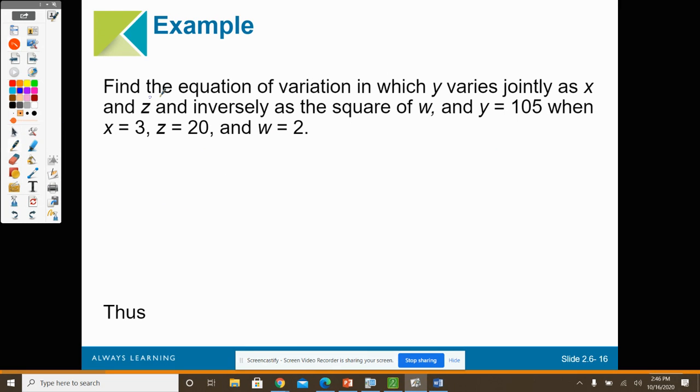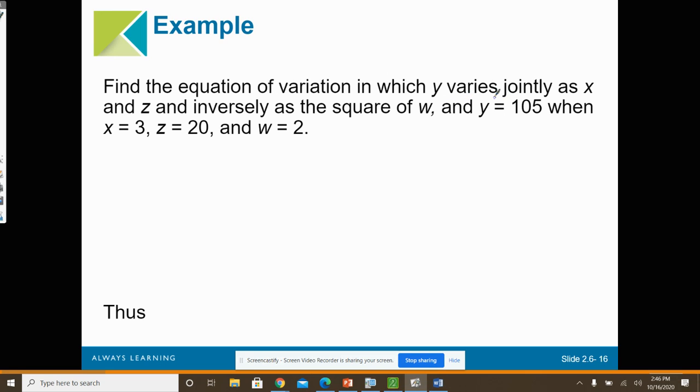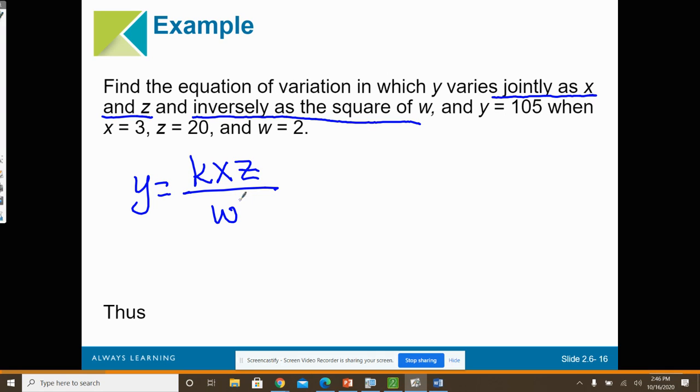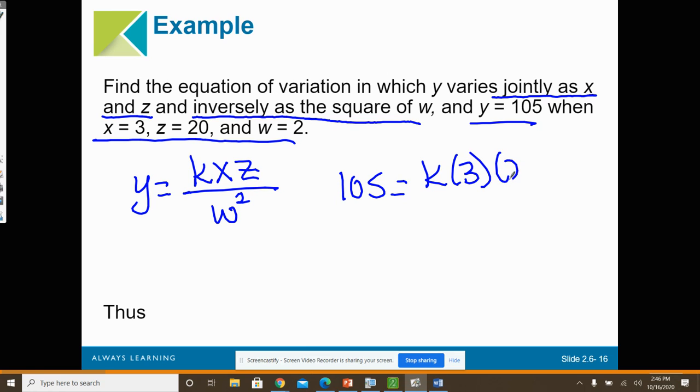Okay, how about this one? Find an equation of variation in which y varies jointly as x and z, that means multiply, and inversely as the square of w. So this is a big one. Jointly means multiply, so that's k, x, z. Inversely means divide the square of w, which would be w squared. So if I'm going to find out k here, they're going to have to give me a super fun fact, and they do. y is 105 when x is 3, z is 20, and w is 2.